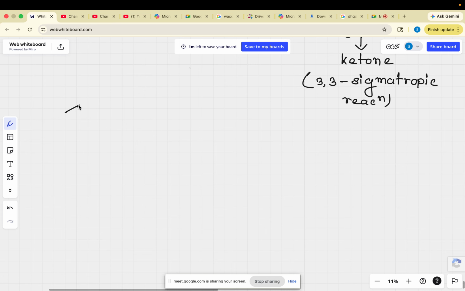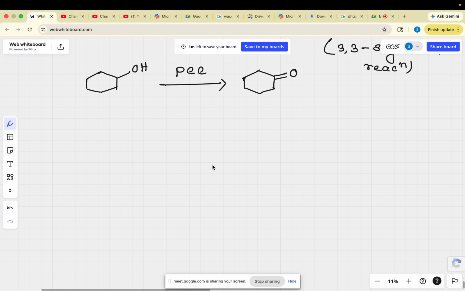Suppose you have this compound, cyclohexanol. If I treat this compound with PCC, what will I get? It's a secondary alcohol, so you will get a ketone compound, cyclohexanone. So if you have primary alcohol, you will get aldehyde. If you have secondary alcohol, you will get ketone. If you have tertiary alcohol, no reaction, and tertiary allylic alcohol gives ketone by 3,3 sigmatropic reaction.